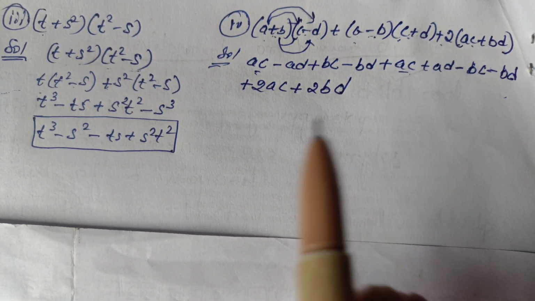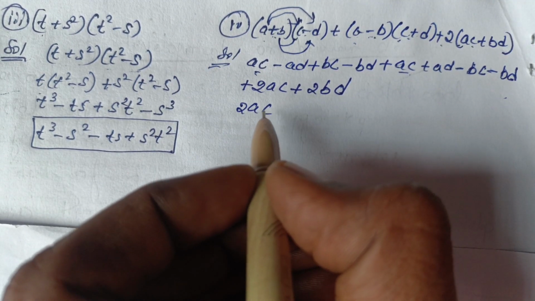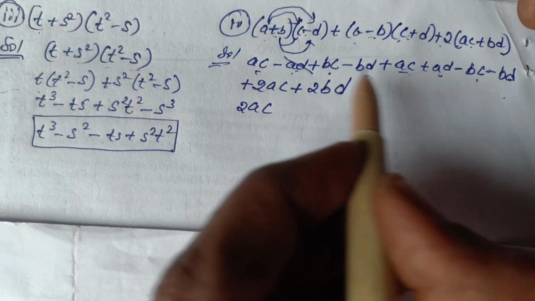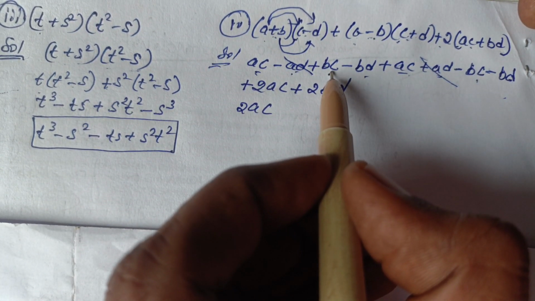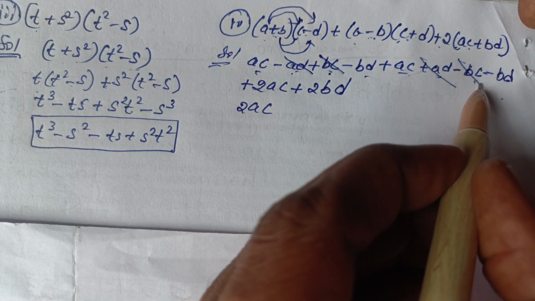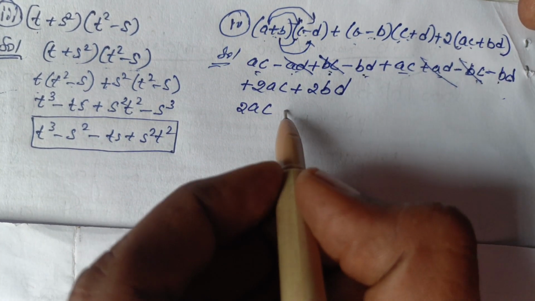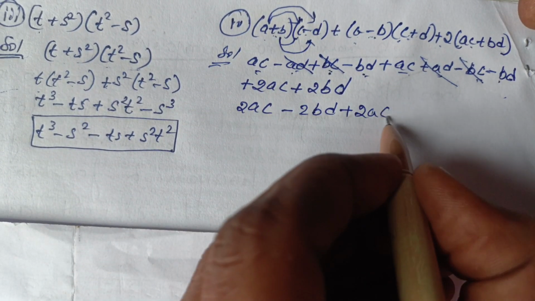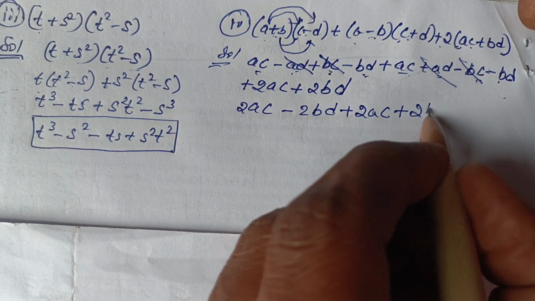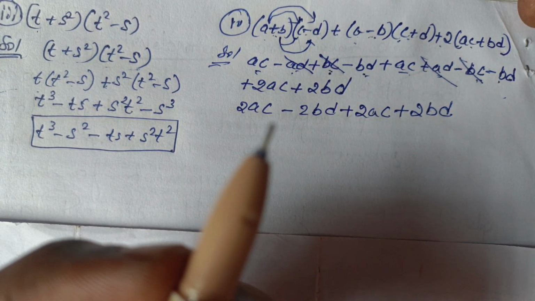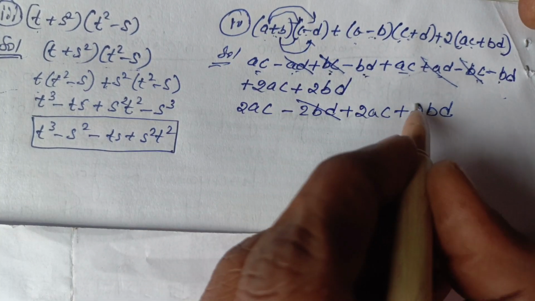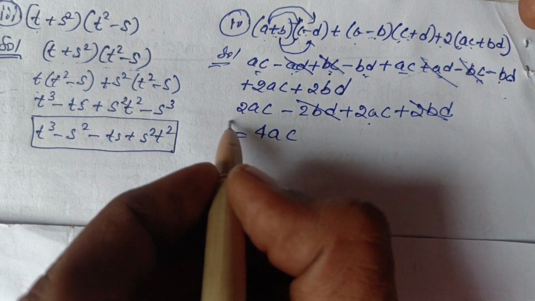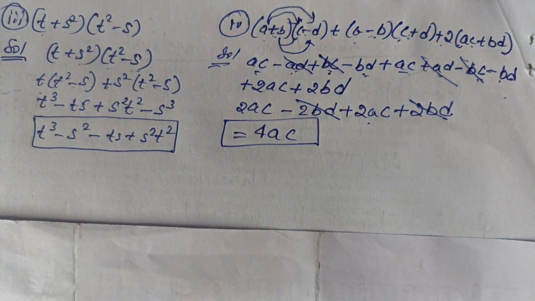Here we see ac, we will write it as 2 ac. Here we look at minus ad plus ad gets cancelled, and plus bc minus bc gets cancelled, minus bd minus bd, it is equal to minus 2 bd, plus this one 2 ac plus 2 bd. So here we see 2 bd gets cancelled, 2 plus 2 is 4 ac. 4 ac is the final answer of the fourth one.